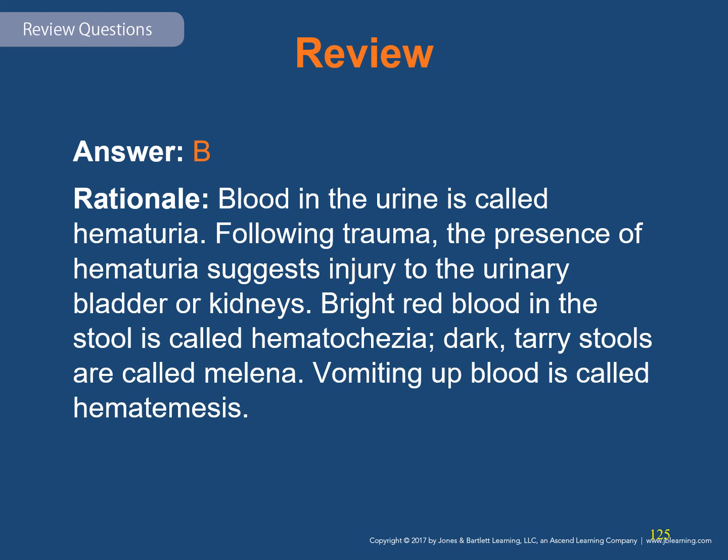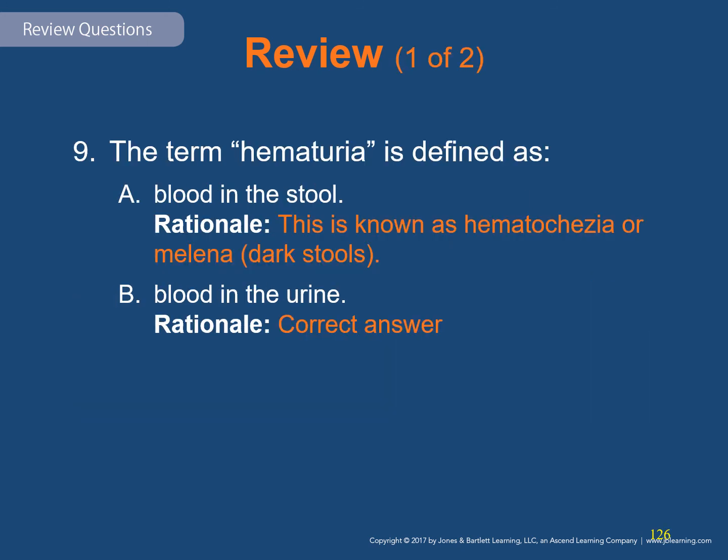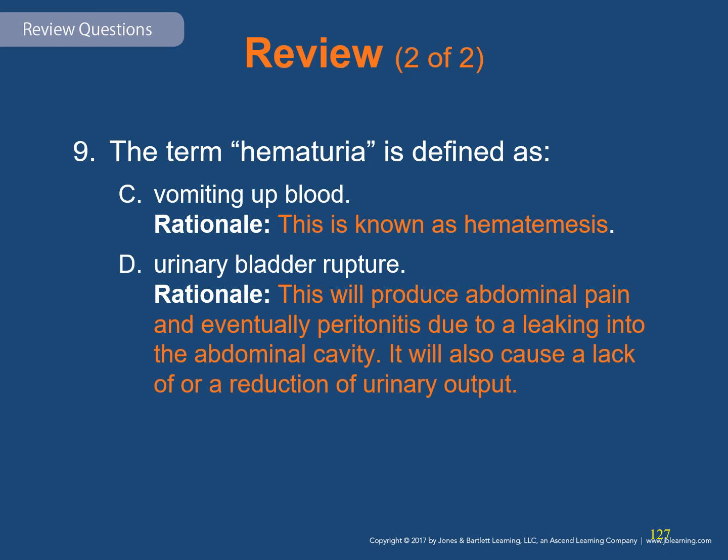Bright red blood in the stool is called hematochezia. Dark tarry stools are called melena. Vomiting up blood is called hematemesis. A. This is known as hematochezia or melena. B is the correct answer. C. Vomiting up blood is known as hematemesis. D. Urinary bladder rupture. This will produce abdominal pain and eventually peritonitis due to the leaking into the abdominal cavity. It will also cause a lack of or reduction of urinary output.